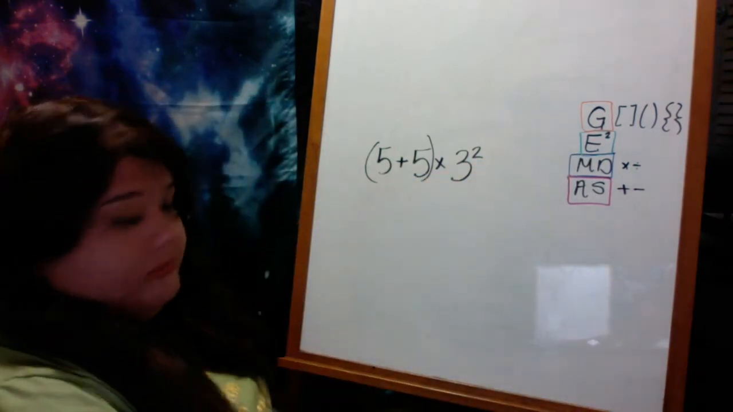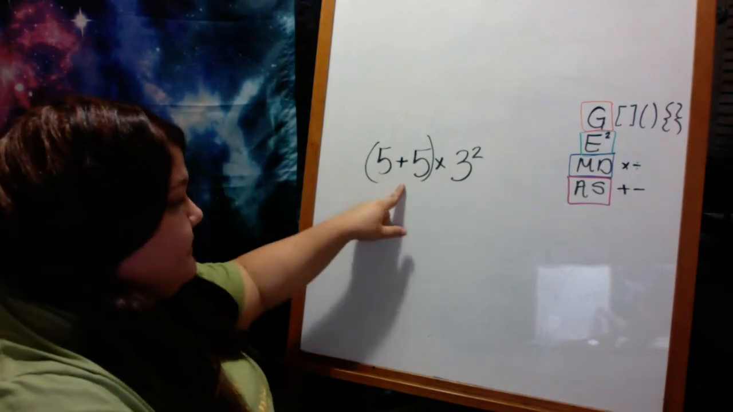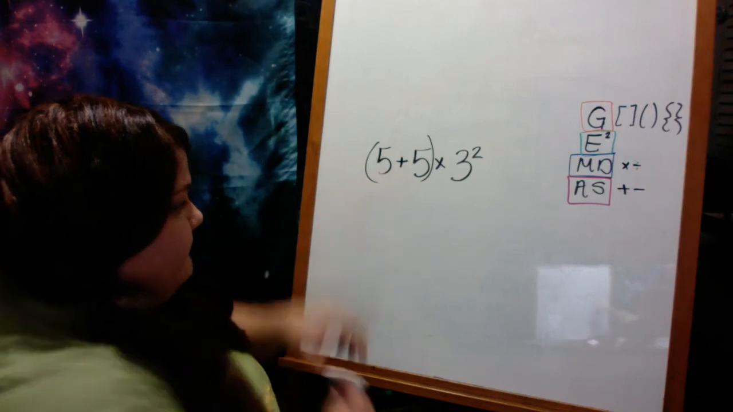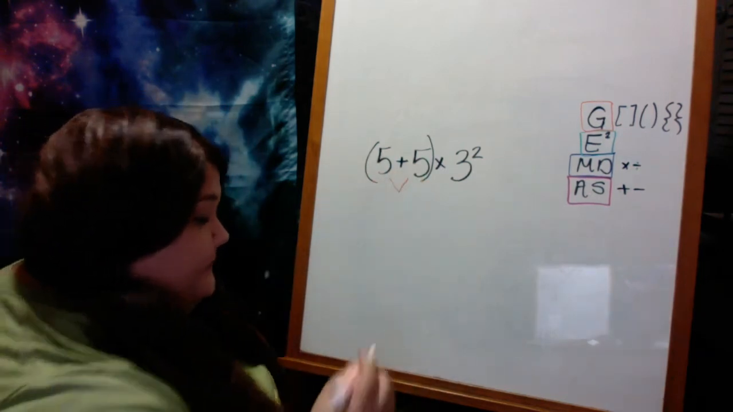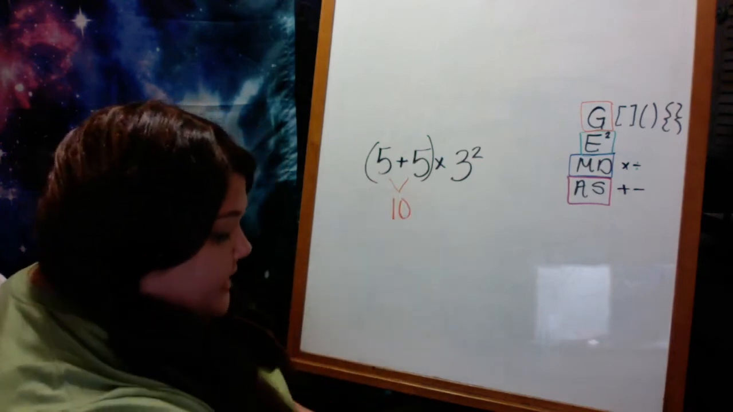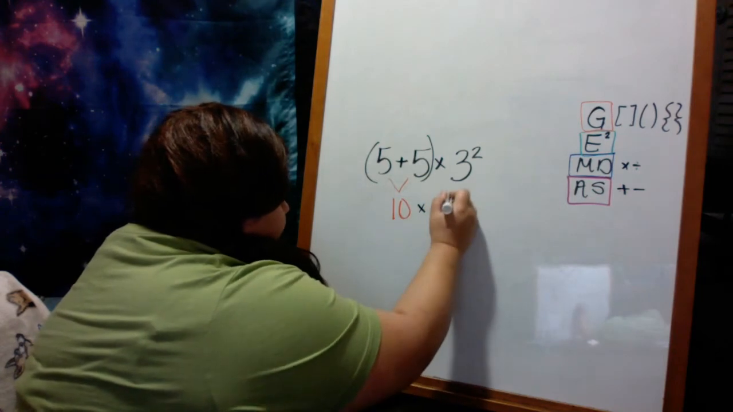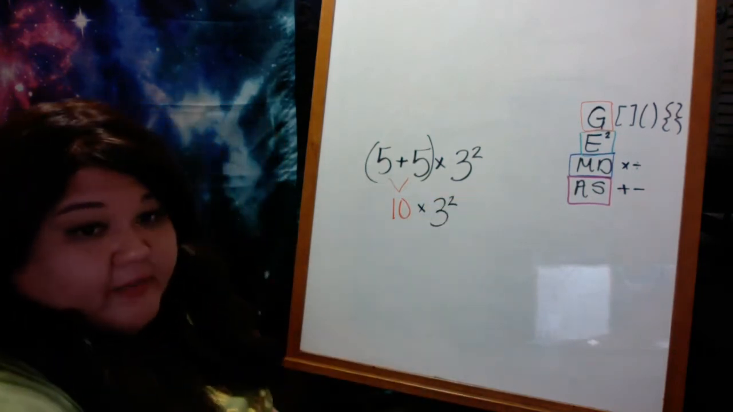Yes, I do. I have groups. I have parentheses right here. So the very first thing I'm going to do is look at my parentheses. And inside my parentheses, I have 5 plus 5. So what's 5 plus 5? 10. So I write my 10, and I'm going to rewrite the rest of the problem every single time. Do not try to do it in your head, or you will make mistakes.